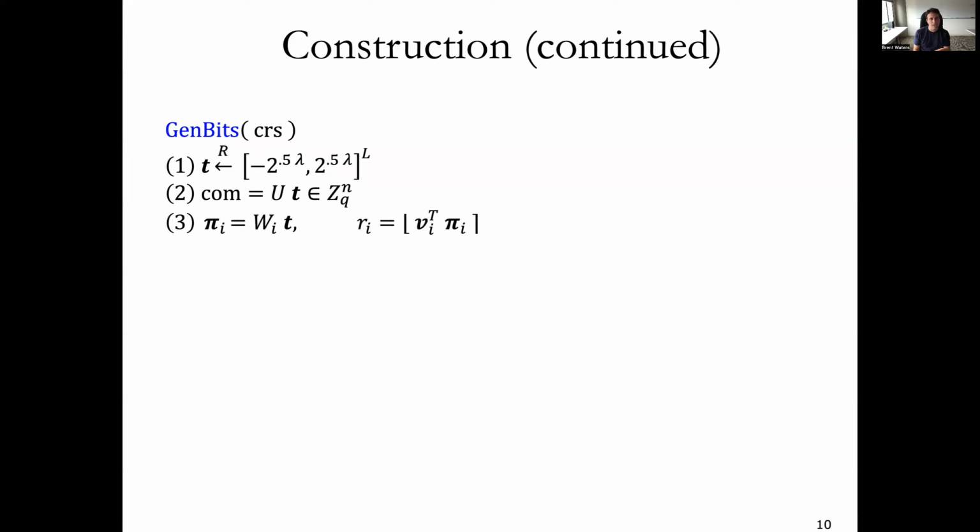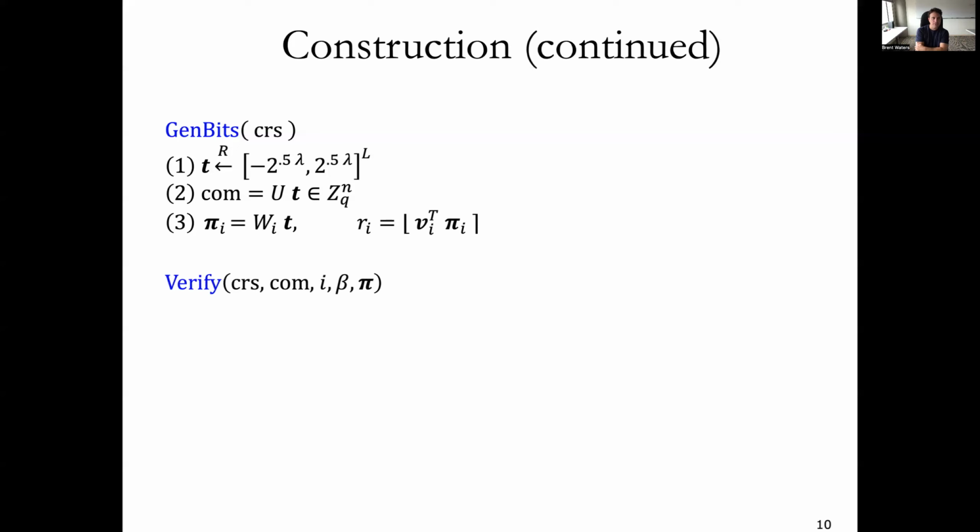And then the way I get my proofs for each individual bit is I'll just take Wi times T, which will give a proof pi_i of length M. And then for the output bit, I take the random vector Vi that I chose from the common reference string, compute Vi times pi_i, and then do some rounding to get a single bit out.